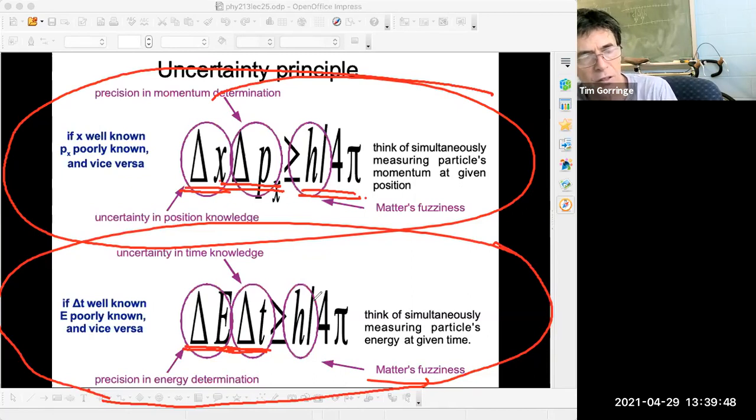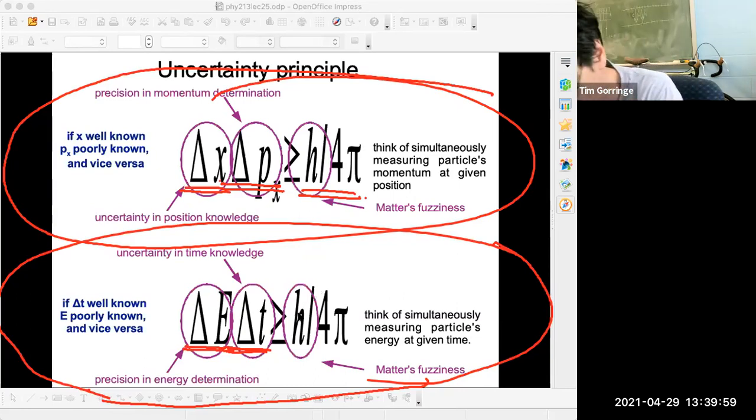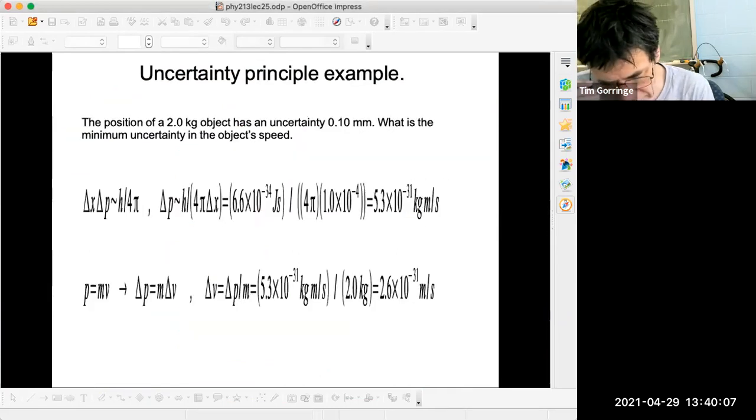Or you could measure at a given time very accurately, but you wouldn't know the energy very well. The product would have to be greater than Planck's constant over 4 pi. And so those quantitatively are the uncertainty principle, Heisenberg's uncertainty principle. Here's just a little illustration of the uncertainty principle. So let's take a look at that.